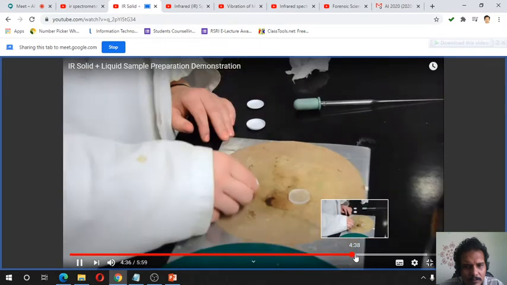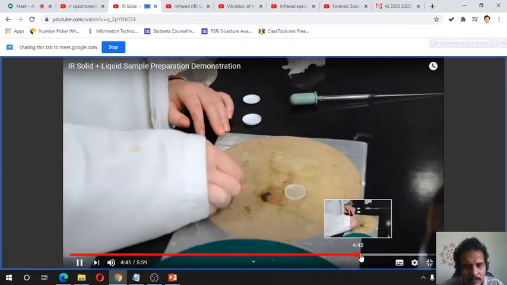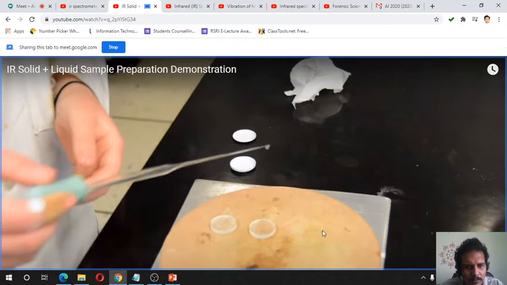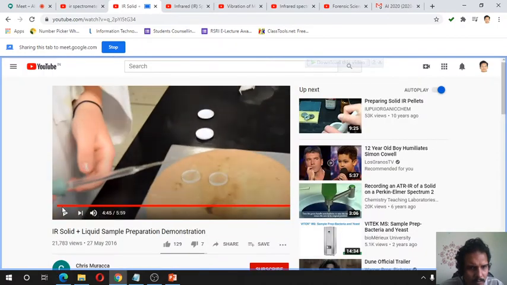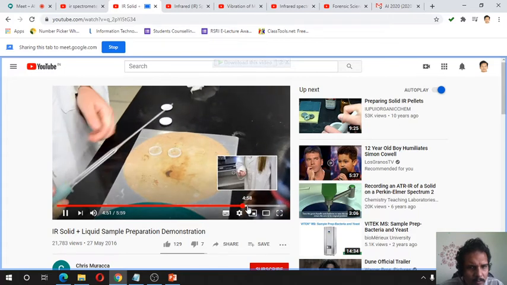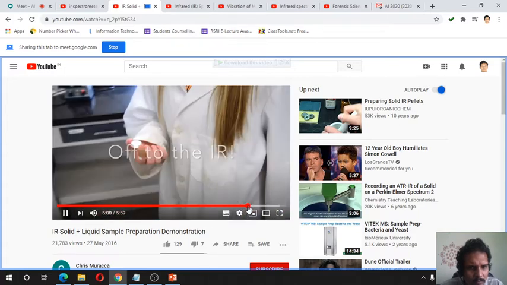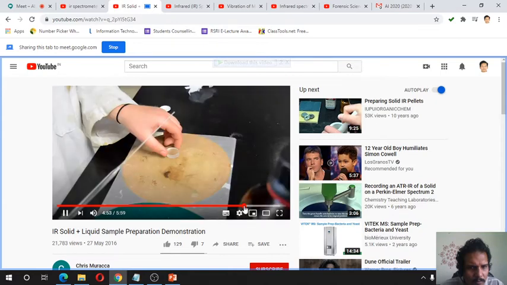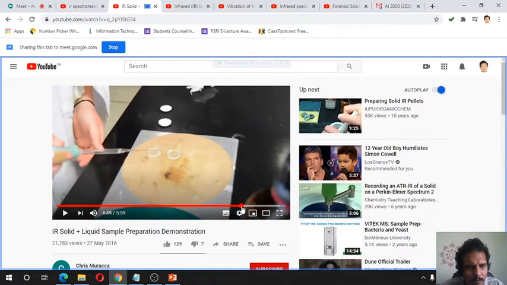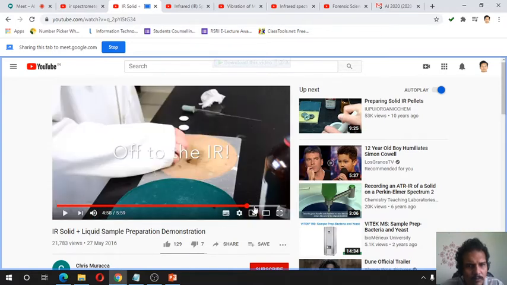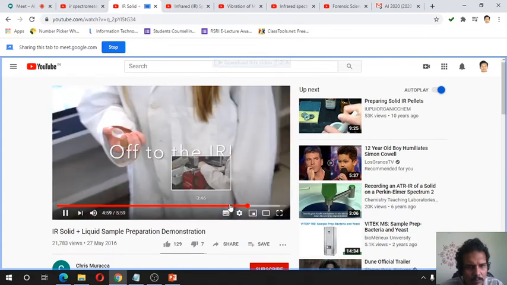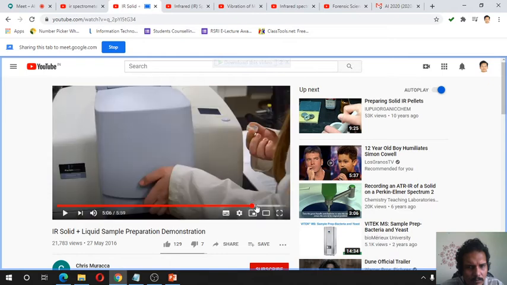Then rub the salt plates on the surface to clean them. Once cleaned and dried, place a drop of your sample on one of the salt plates. Place the other plate on top, walk over to the IR, and make sure that a background scan has been run.